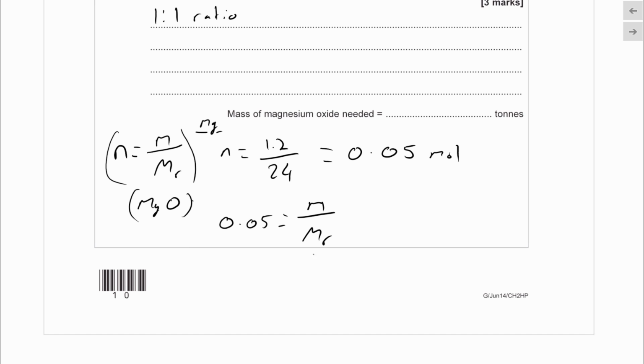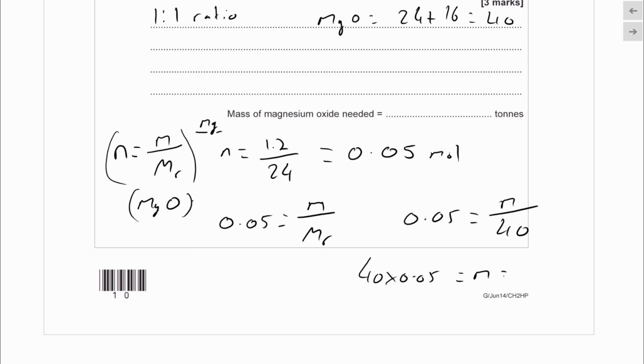Now we know the Mr of magnesium oxide because magnesium is 24 plus oxygen, which is 16, gives us a total of 40. So 0.05 moles is equal to the mass in tons divided by 40, right? And now to rearrange to get m on its own, I times both sides by 40, so I get 40 times 0.05 is equal to the mass, which is equal to 2.0 tons, right? So the mass of magnesium oxide needed is 2.0. All right, perfect. Let's move on.